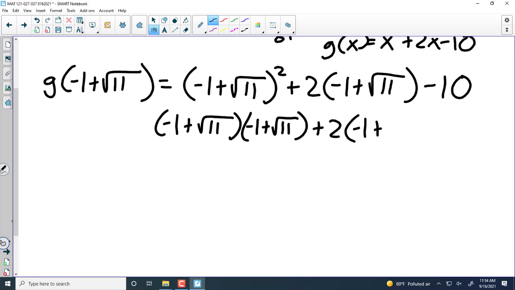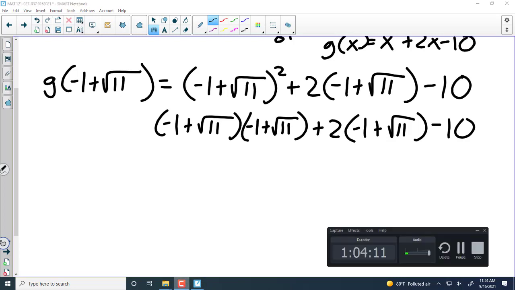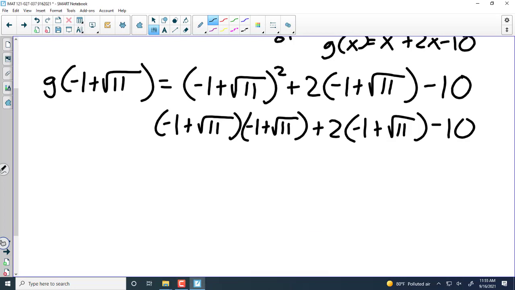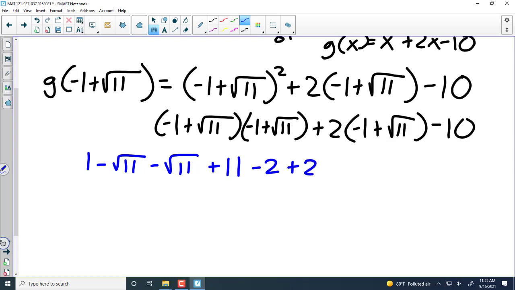I'm going to have to FOIL that first thing. So you have to FOIL this thing. So -1 times -1 is 1. -1 times the square root of 11 is minus square root of 11. Square root of 11 times -1 is another minus the square root of 11. And square root of 11 times square root of 11 is 11. Minus 2 plus 2 square root of 11 minus 10. Well, that's what happens if you clear out all the parentheses.